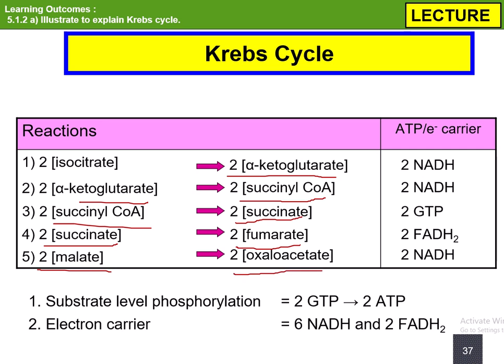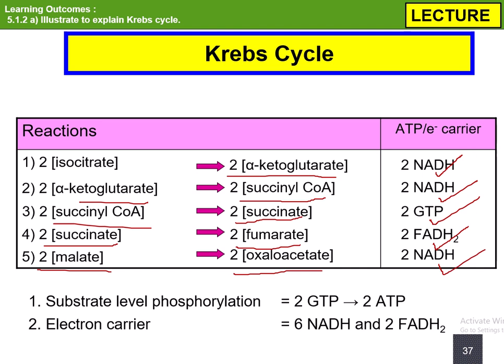The first reaction will produce 2 NADH. The second reaction will produce 2 NADH. The third reaction will produce 2 GTP, which will then proceed to 2 ATP in substrate level phosphorylation. The fourth reaction will produce 2 FADH2, and the last reaction will produce 2 NADH.